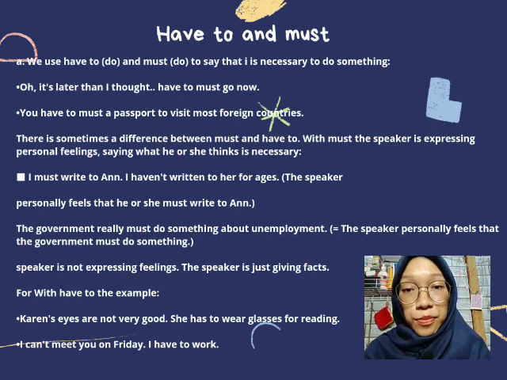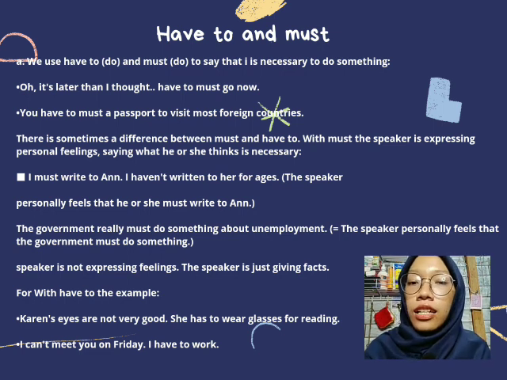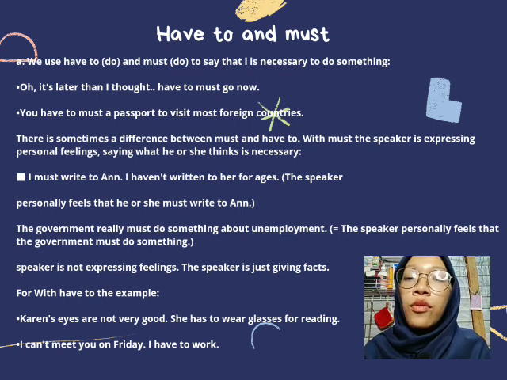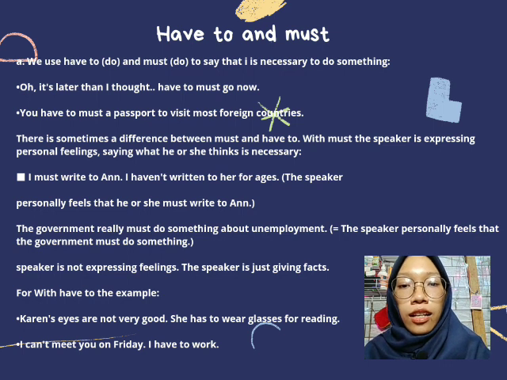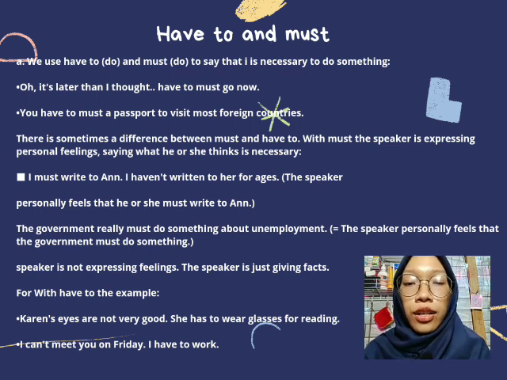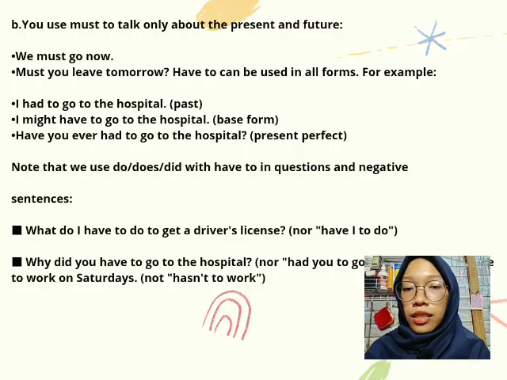With have to, the speaker is not expressing feelings. The speaker is just giving facts. For example, Karen's eyes are not very good. She has to wear glasses for reading. Okay, next. I can meet you on Friday. I have to work.